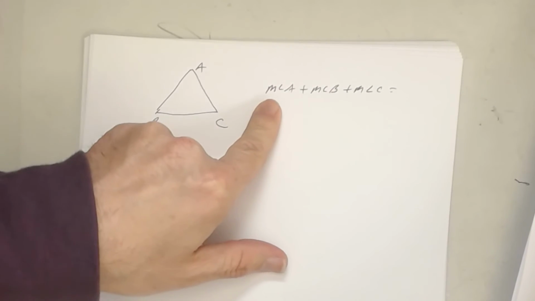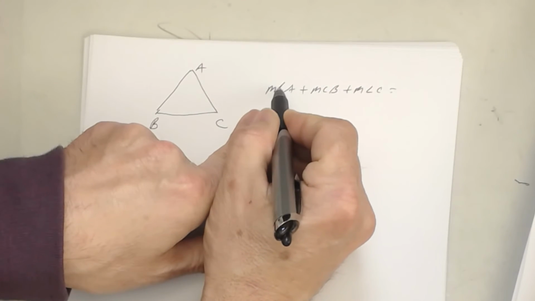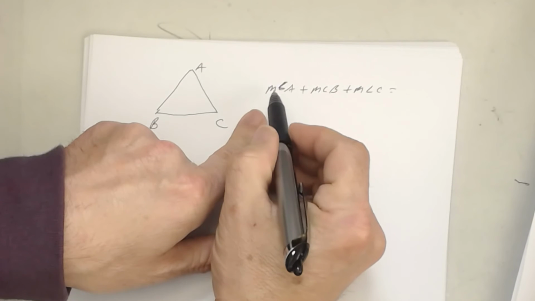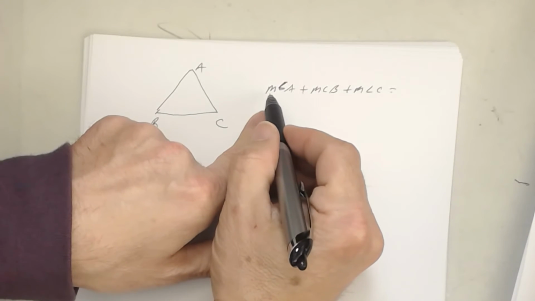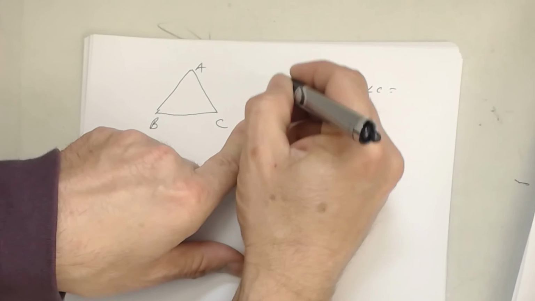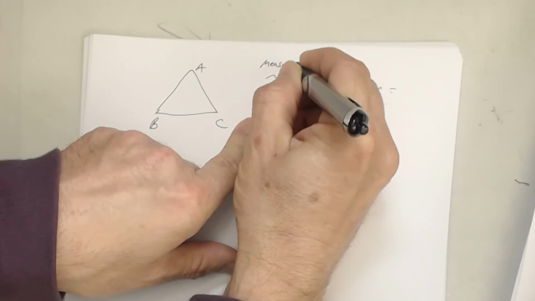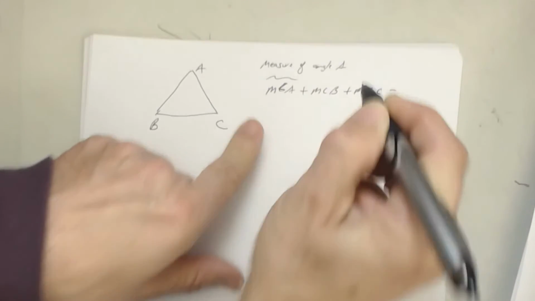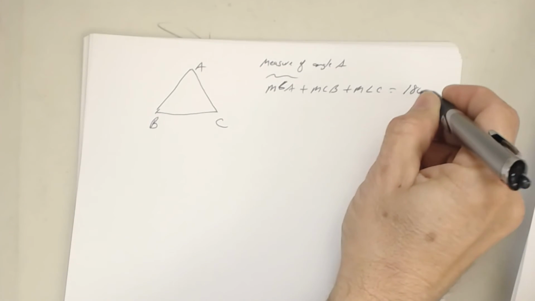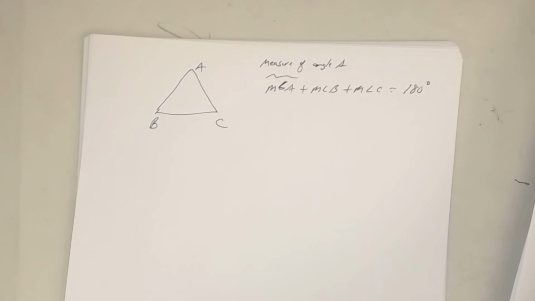This symbol right here means angle. It looks like an angle, but it means angle. So this means the measure of angle A, and those would be the measure of angle B and the measure of angle C. If you recall from high school geometry, if you add up all those three angles, what is their sum? 180 degrees. The superscript, that little circle, means degrees.